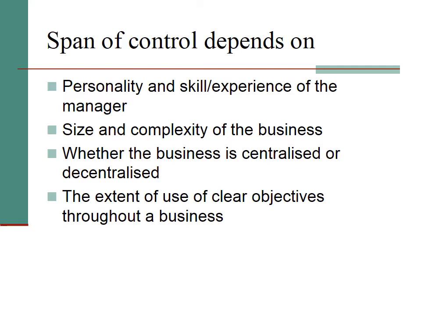We'll look at whether the business is centralised or decentralised, and I'm going to show you a diagram in a couple of slides that will help you. We'll spend more time focusing on that. And the extent of use of clear objectives throughout the business. So let's say, for instance, if you've got one owner that's grown from being a small business, an entrepreneur, they might find that they don't want to have managers, and so they might see that they're the driving force of the vision, and so have a wide span of control so that they can ensure that everybody knows these objectives.